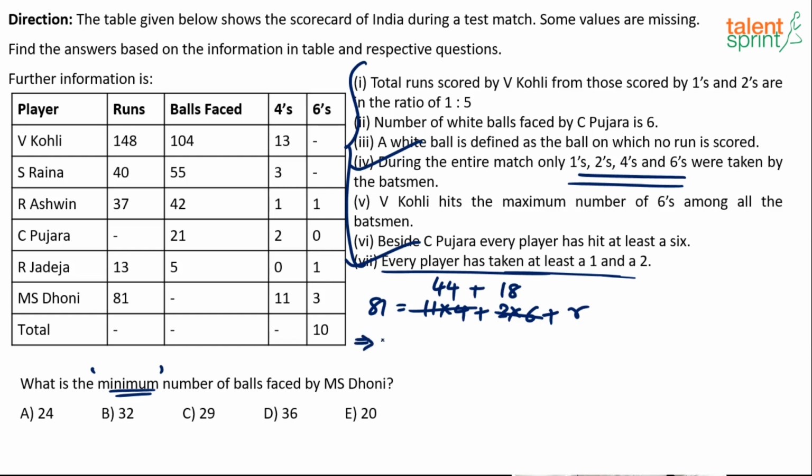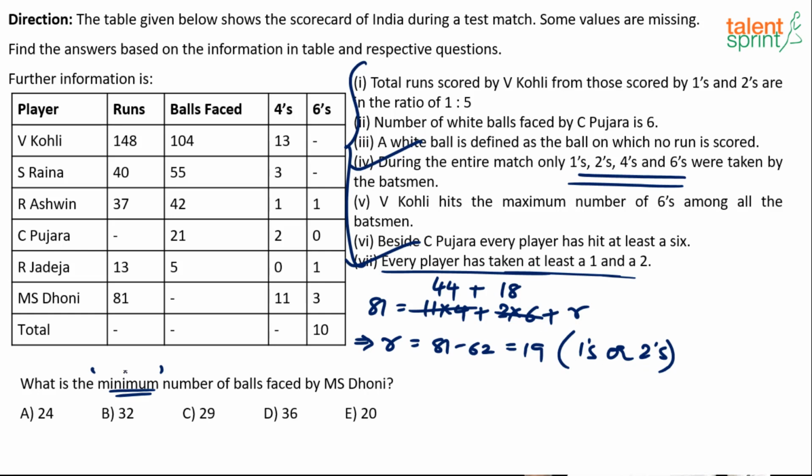So remaining runs is 81 minus 62, which comes out to be 19. Which means he has scored 19 runs through ones or twos. Yes or no? We have considered his fours, we have considered his sixes. Only ones and twos have to be considered. And we know that only the balance 19 runs could have come from ones and twos.